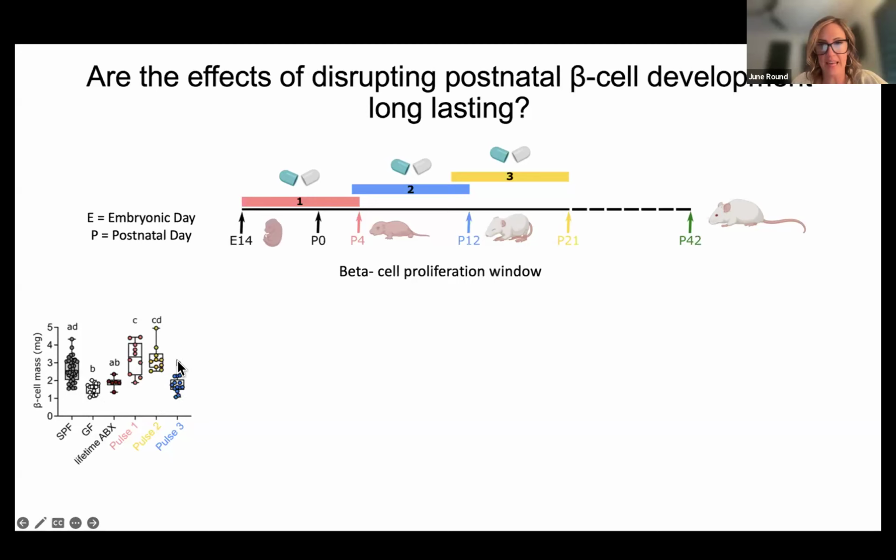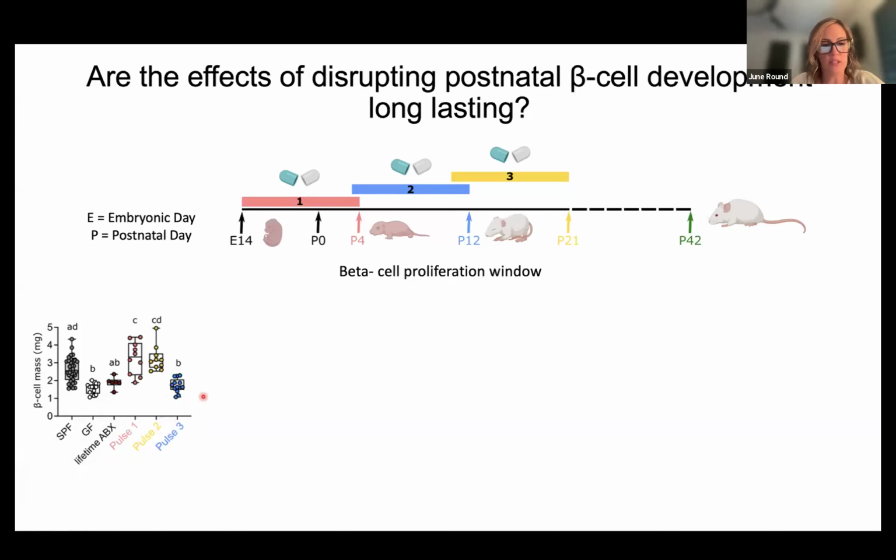So this suggests that this 10-day window of development in these mammals is really important for the microbiota effect on beta cell development. So this is just not on, I'm going to see if I can actually put my pointer on, maybe that will be easier.